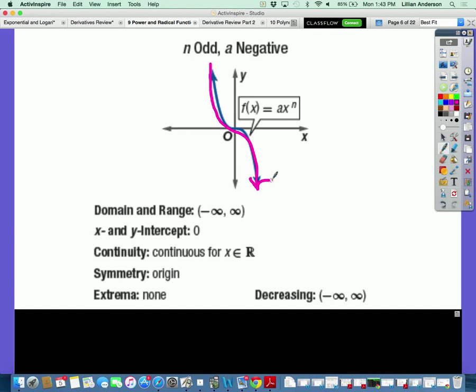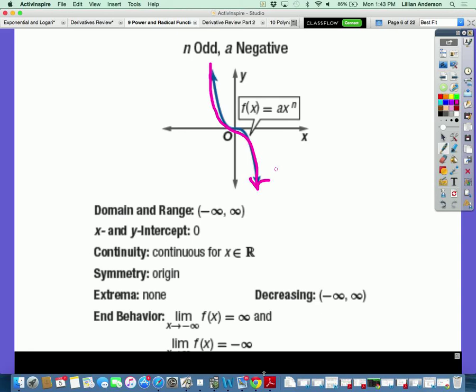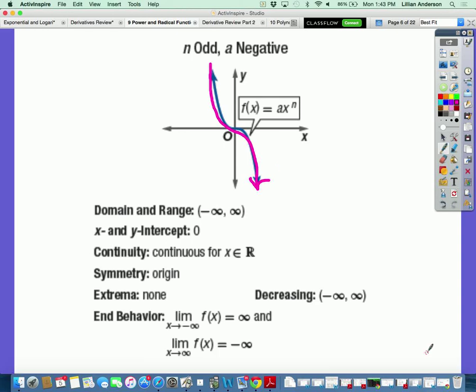And does my end behavior change? Yes, it does. As x approaches negative infinity, what does y approach? Positive infinity. And as x approaches positive infinity, y approaches negative infinity. So there's your end behavior. Questions?